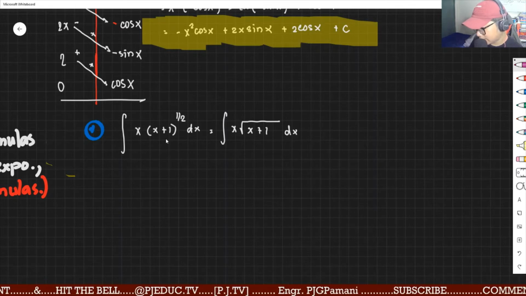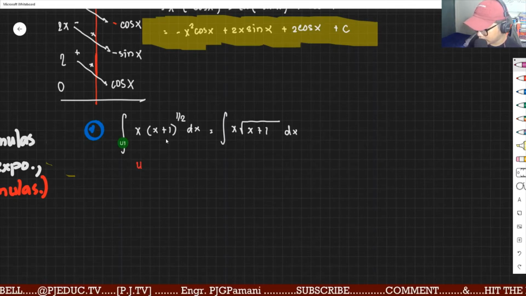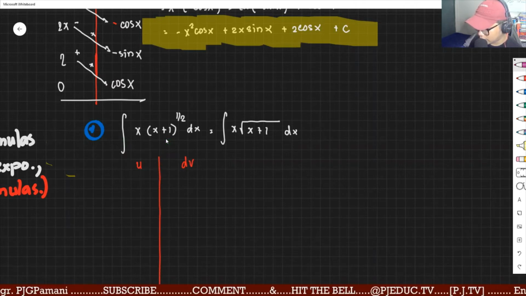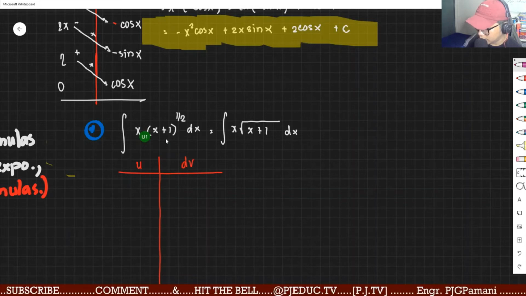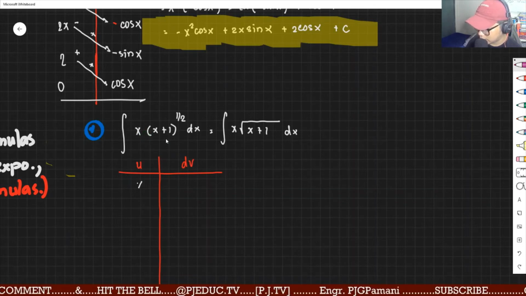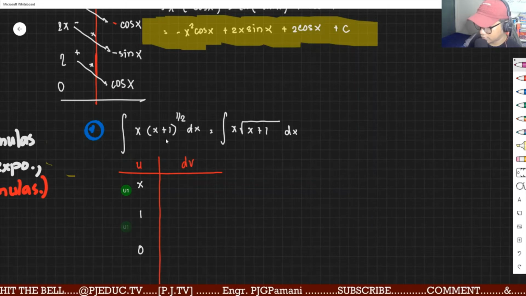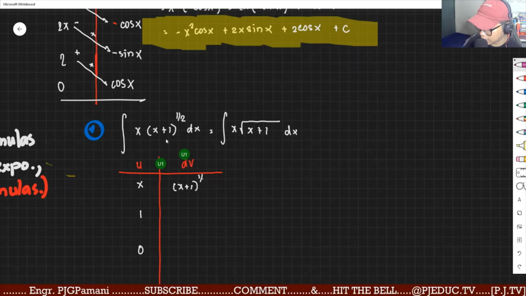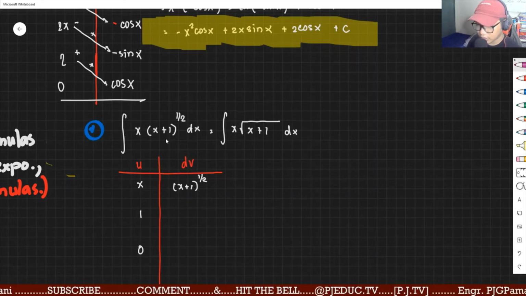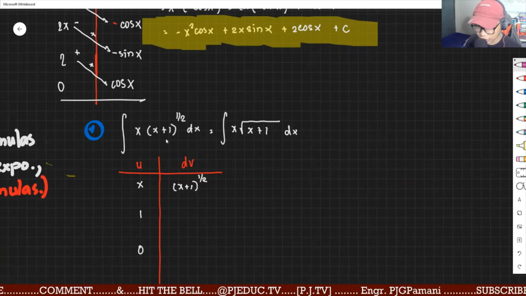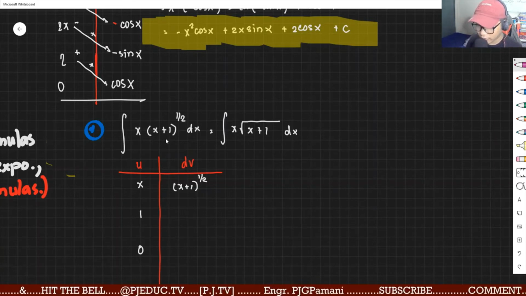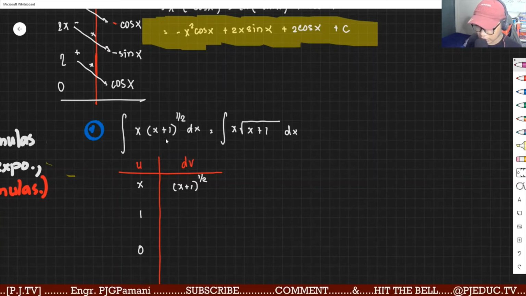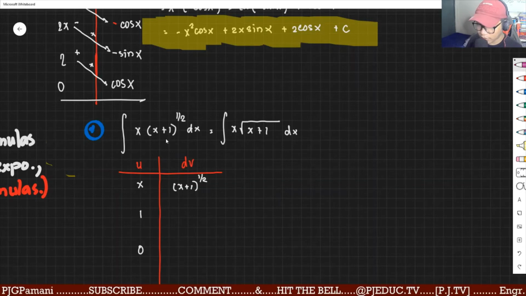Using again our tabulation method, u and dv. U is your x, then 1, then 0. Integration function, x plus 1 raised to 1 half. Differentiate the term within the parenthesis first to check if we can apply the power formula. The differential of x plus 1 is simply dx. So we could simply use the power formula with this one.